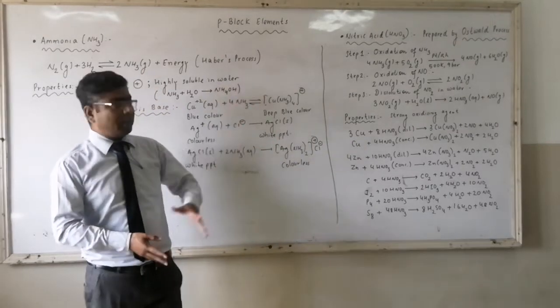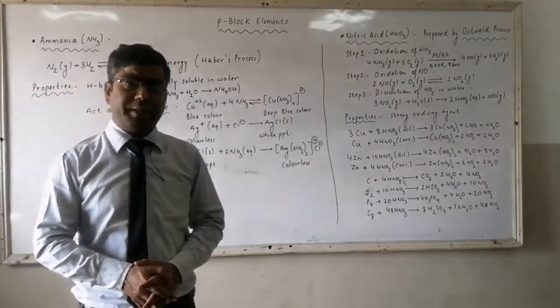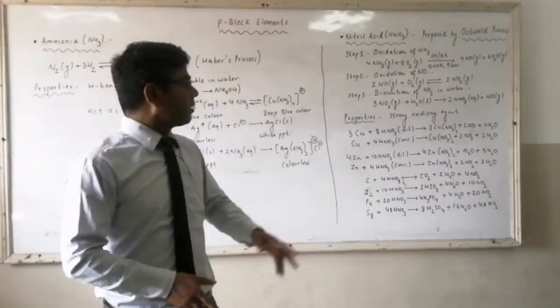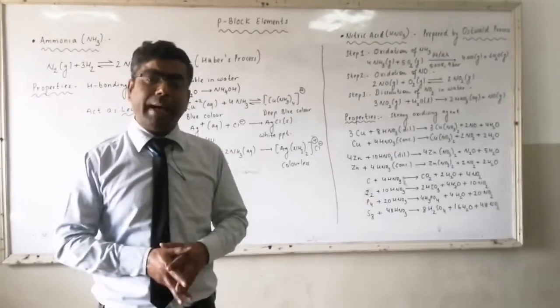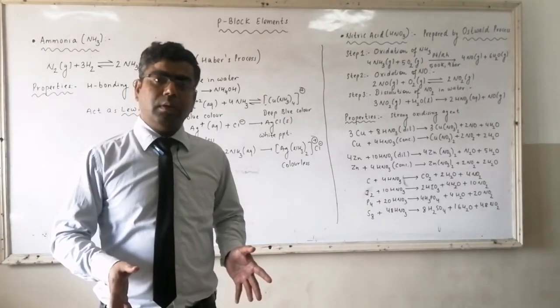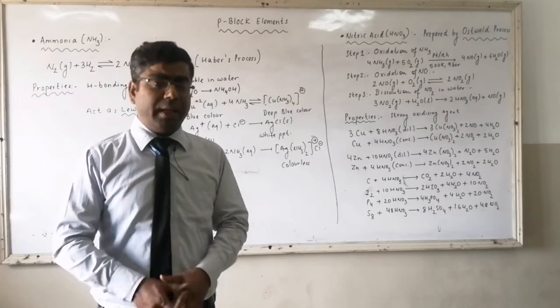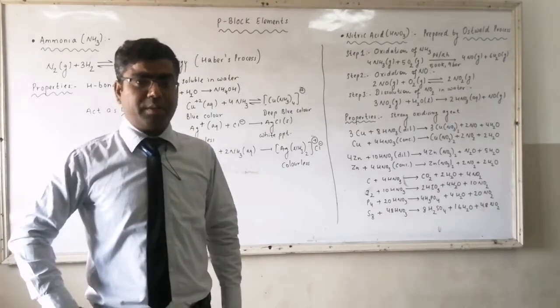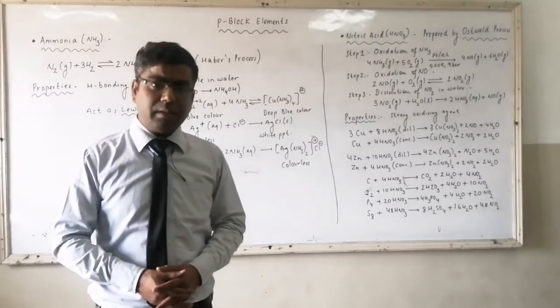Then we have the next important compound, nitric acid, HNO3, a strong oxidizing agent, because nitrogen has a +5 oxidation state in HNO3. By rule, if the central atom is exhibiting its maximum oxidation state, then it will act as a strong oxidizing agent. So here HNO3 acts as a strong oxidizing agent.